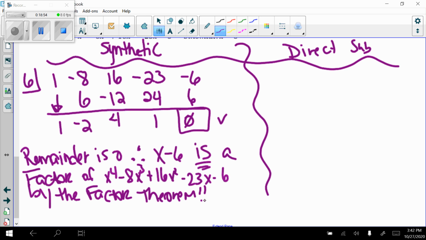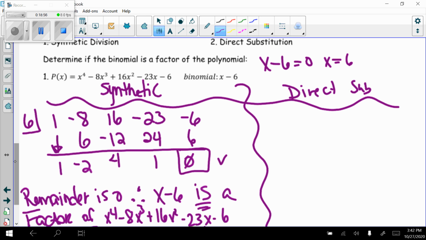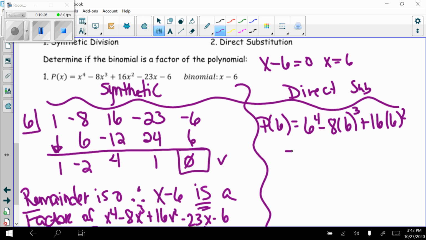And again, it being a factor is another way of saying that it's a 0, or it's a root, or it's a solution, or it's an x-intercept if we were going to graph that. All right, so now we're going to do the exact same problem, only by direct substitution. So now we're going to find p of 6. So I'm going to plug 6 in for all of those x's. So we get 6 to the 4th minus 8 times 6 cubed plus 16 times 6 squared minus 23 times 6 minus 6.